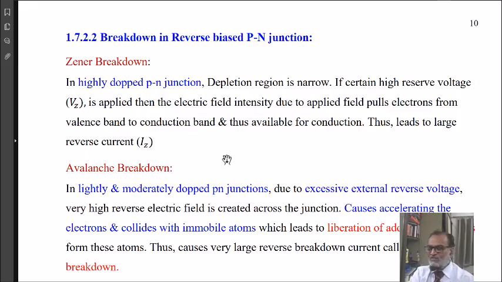This mechanism is called Zener breakdown, and it happens due to the application of reverse voltage as well as the high doping density present in a particular type of diode. This is called Zener breakdown, and the diode is called a Zener diode.